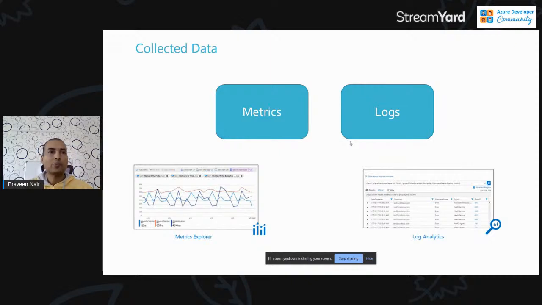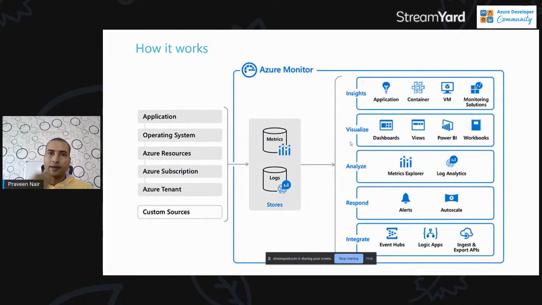So keep in mind, we are collecting two types of data, one is the numerical type of data, which is basically a time series data called metrics, and we have the log data, where in Azure Monitor, using log analytics, we will be analyzing the data. Then once the data is collected, now we have to analyze. So we have basic features like Metrics Explorer, then log analytics.